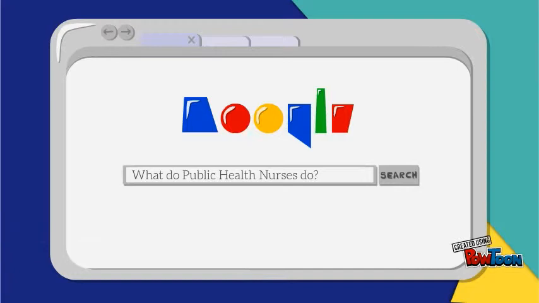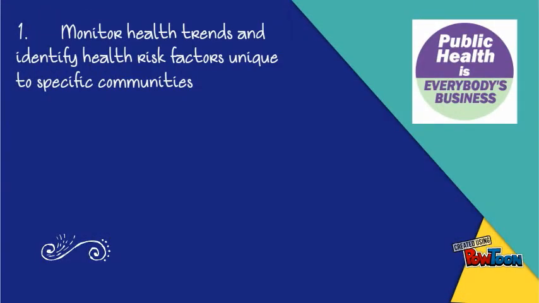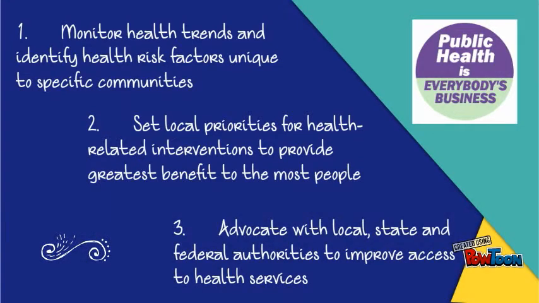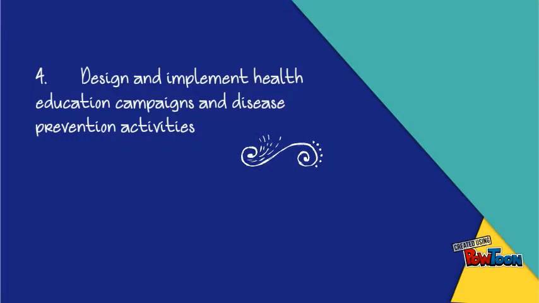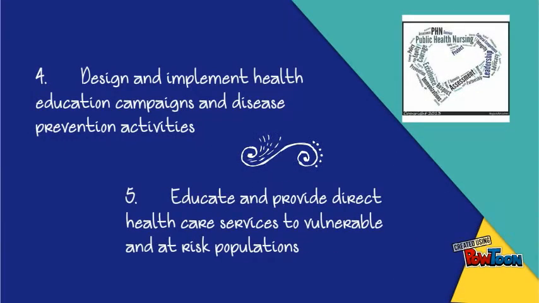Public health nurses do many different things. They monitor health trends and identify health risk factors unique to specific communities, set local priorities for health-related interventions to provide greatest benefit to the most people, advocate with local, state, and federal authorities to improve access to health services, design and implement health education campaigns and disease prevention activities, educate and provide direct health care services to vulnerable and at-risk populations.